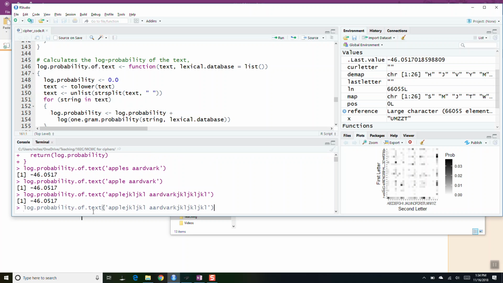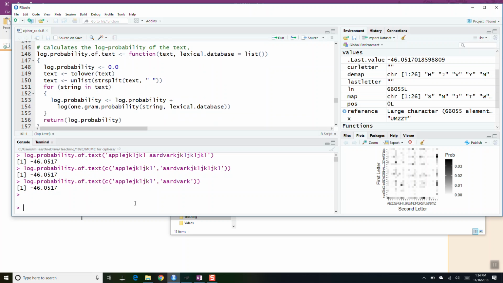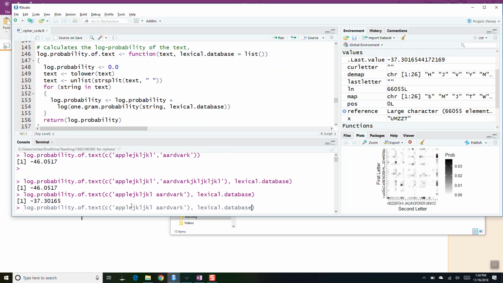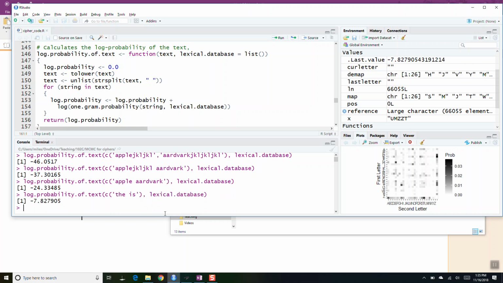Oh wait, what is going on here? Both of these are giving me the same thing. Maybe I need to split this up. Let me see. Oh, I didn't specify the lexical database, that's why. Okay, so that's what we want. And there we go. And then when we give it real words, it gives us better scores here. Okay, so I just have to specify this, and then if we said "the is," this gives us a higher score.